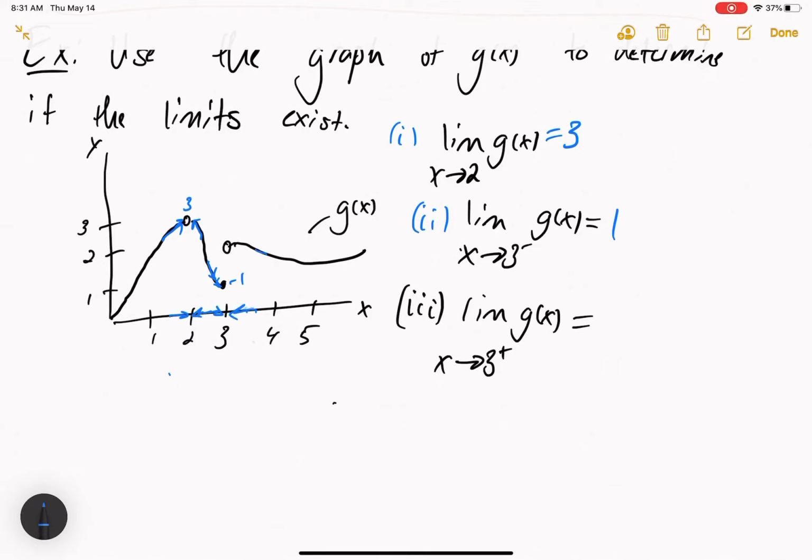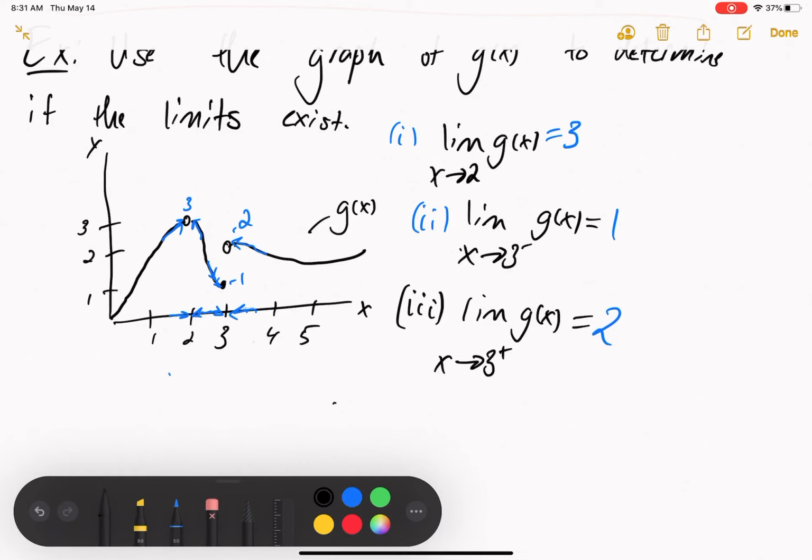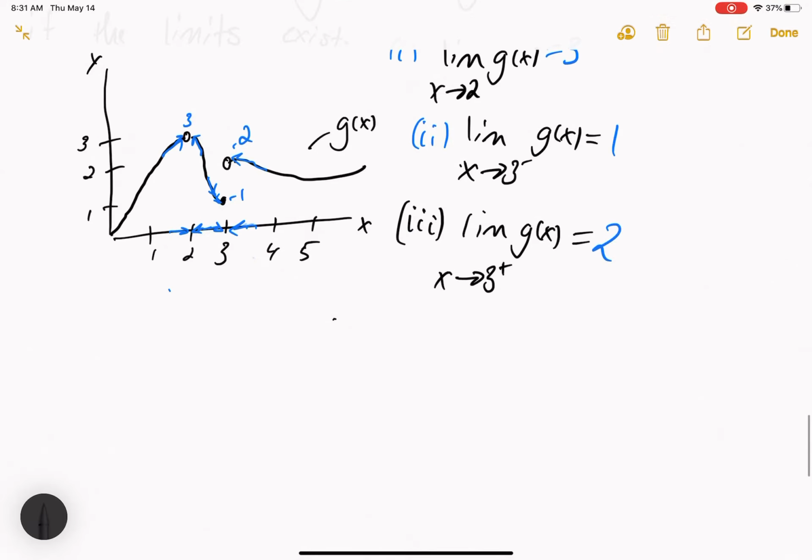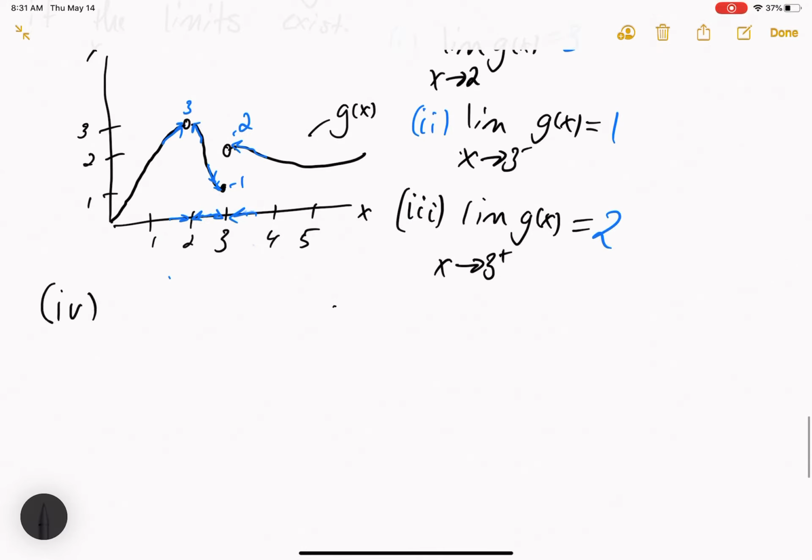So then we're going to follow down the function up here on the right, and that approaches 2. So this limit right here is equal to 2. And then the last thing we're going to do is the limit as x goes to 3 of g of x.